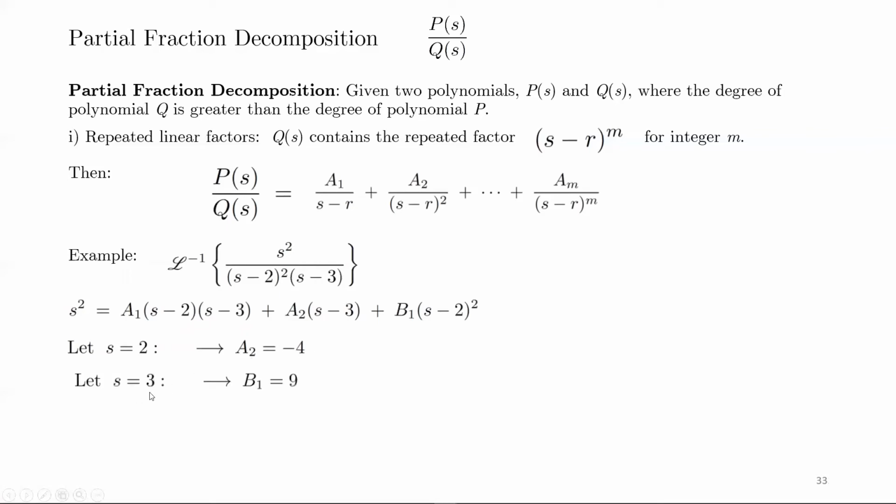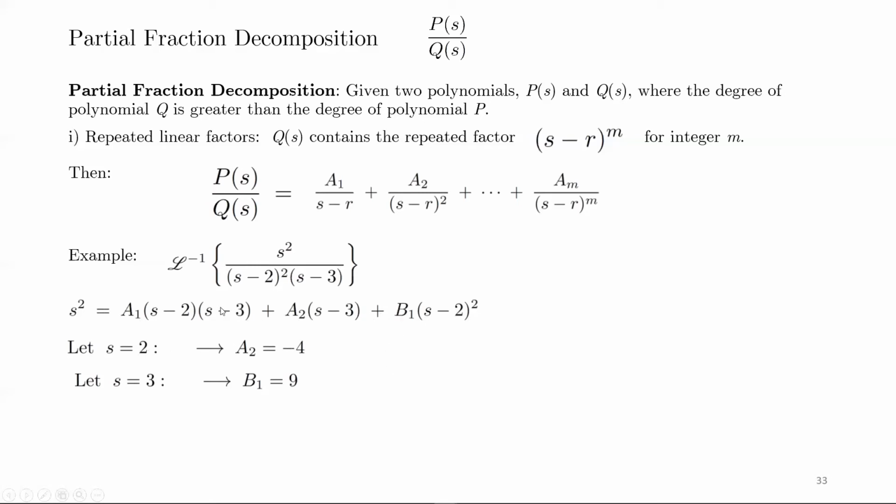Okay, what about S equals 3? Well, the left-hand side becomes 9. A1 times 3 minus 3 is 0, so that one disappears. A2 times 3 minus 3 is 0, so that disappears. And we get left with 3 minus 2, which is 1, squared. 1 squared is 1. So we get left with 9 is equal to B1. So B1 equals 9.